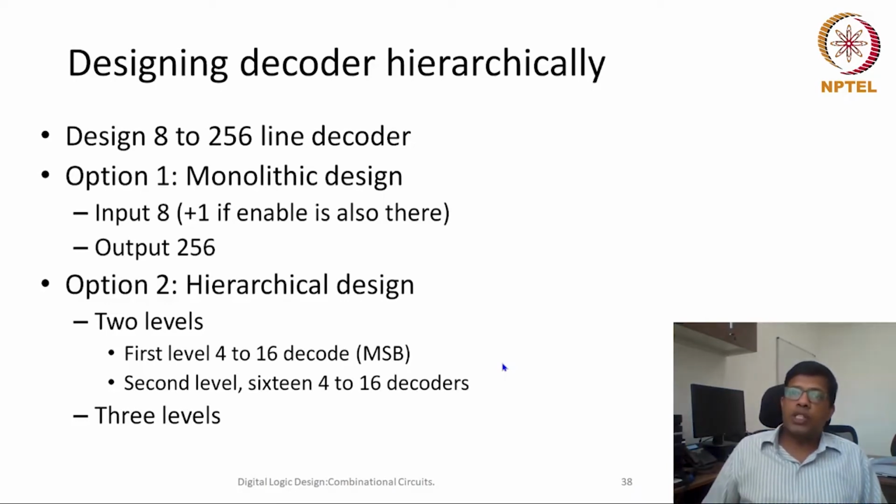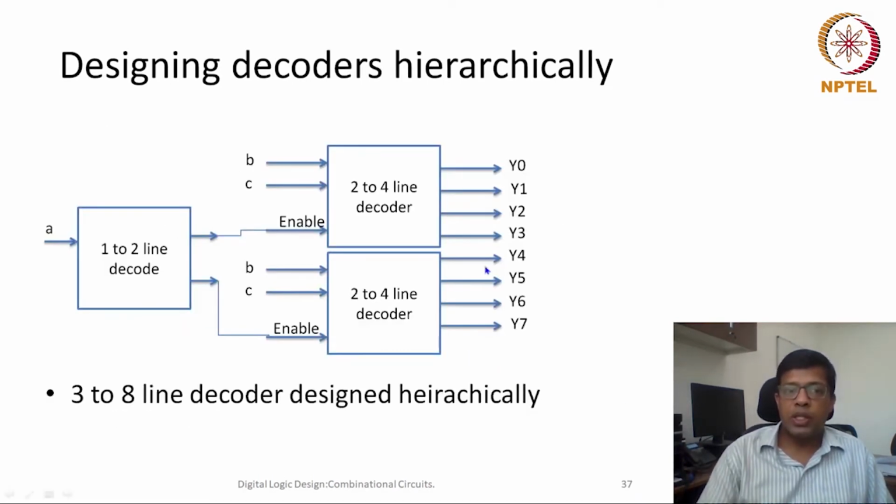You can always ask a question: why not divide the bits the other way? Why can't we have the bits in reverse order, keeping our LSB? This can be understood from this example. Let's say instead of A, this has been C, the least significant one, and A and B we are keeping here.